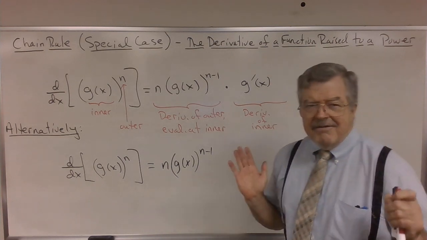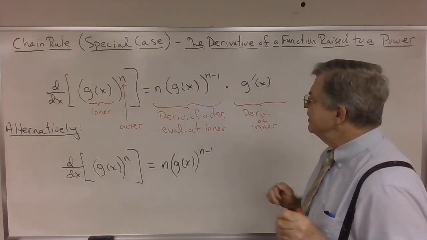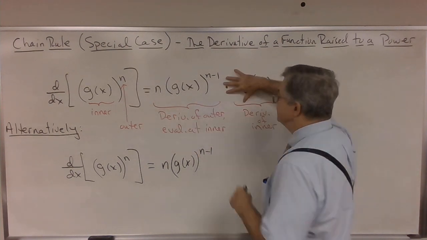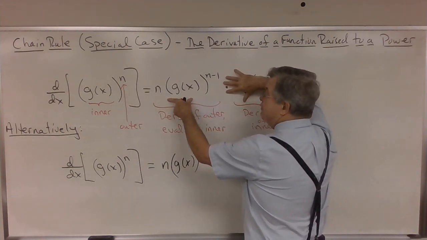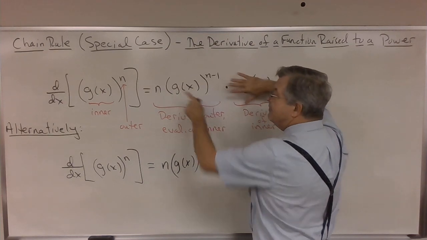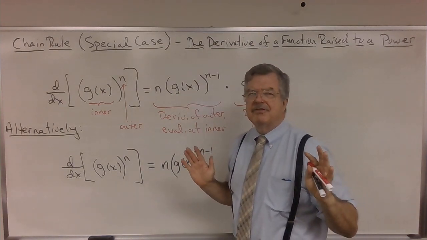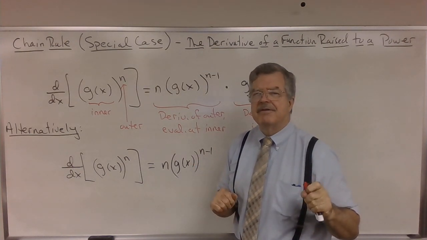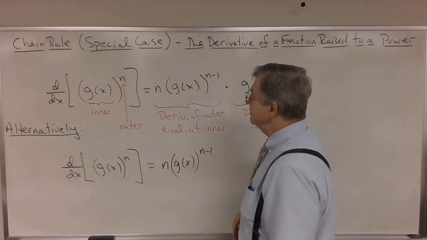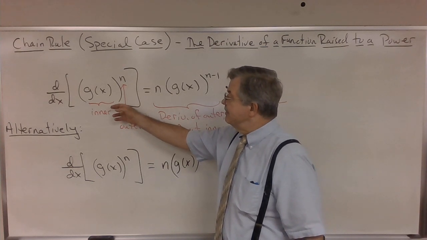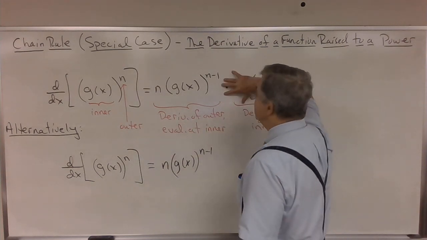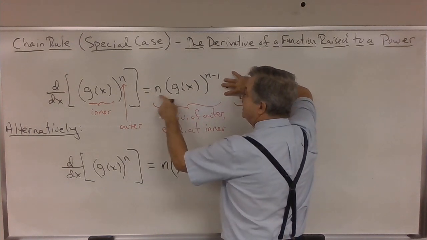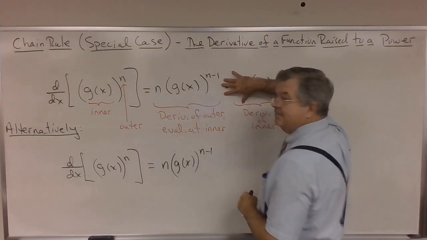And if we never knew the chain rule and we were trying to compute the derivative of g of x raised to the n power, this would probably be how we do it. If nobody told us that there was such a thing as a chain rule and they never told us how to compute the derivative of a composite function, we'd probably look at something like this and say, oh, the derivative of g of x raised to the n power is n g of x to the n minus 1.